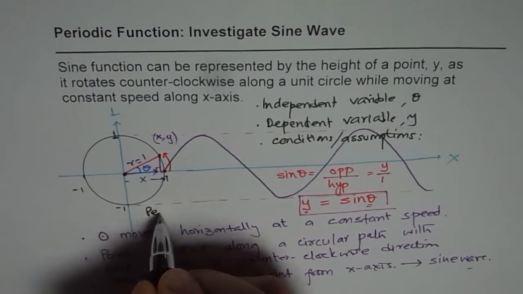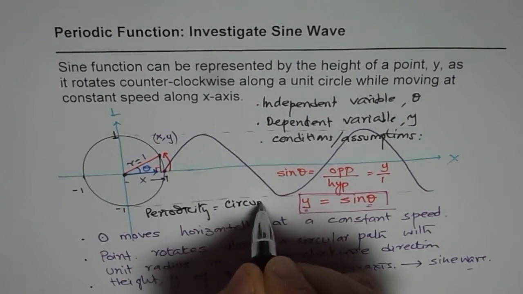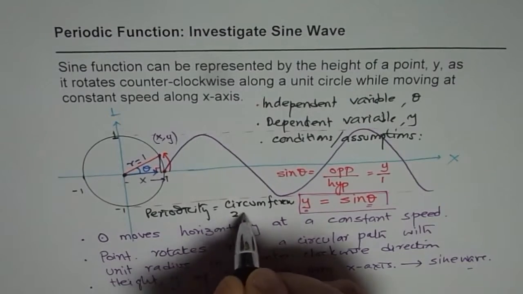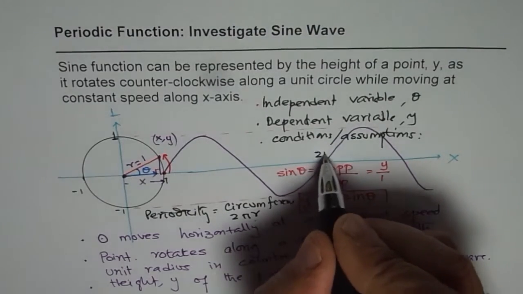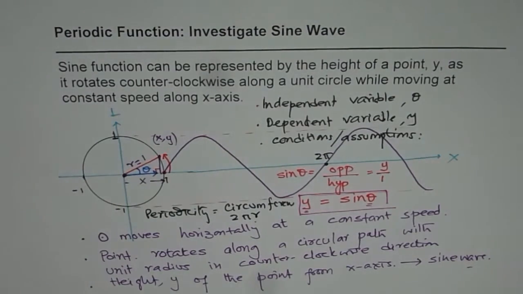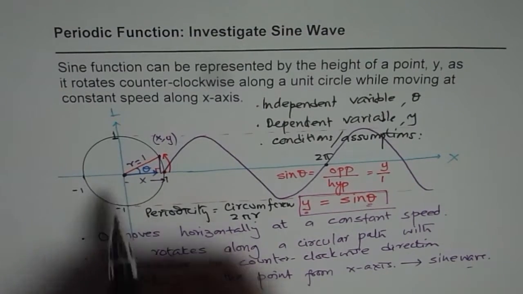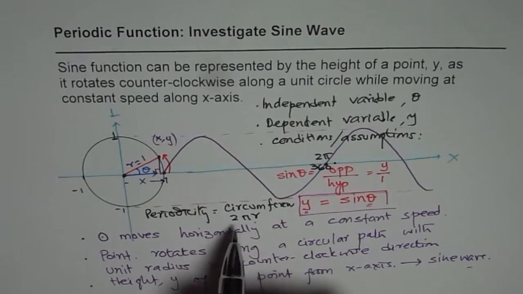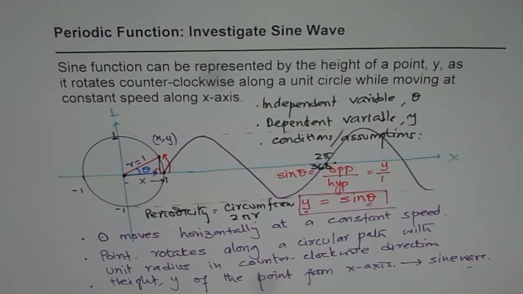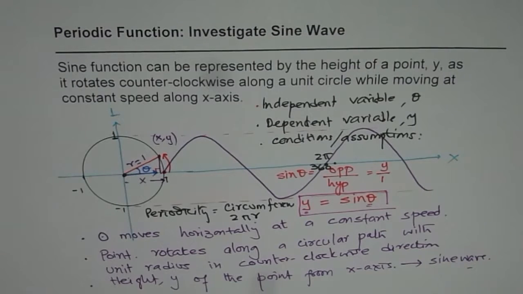Very important. So periodicity is equal to circumference, which is 2 pi r. Now since r is 1, it has to be 2 pi. And that is why in most of the cases you get 2 pi as the period of a wave. When we talk about angles in degrees, then this whole rotation is 360 degrees. So in degrees it will be 360 degrees. You get the point. So after every 360 degrees of rotation, it again repeats, correct?